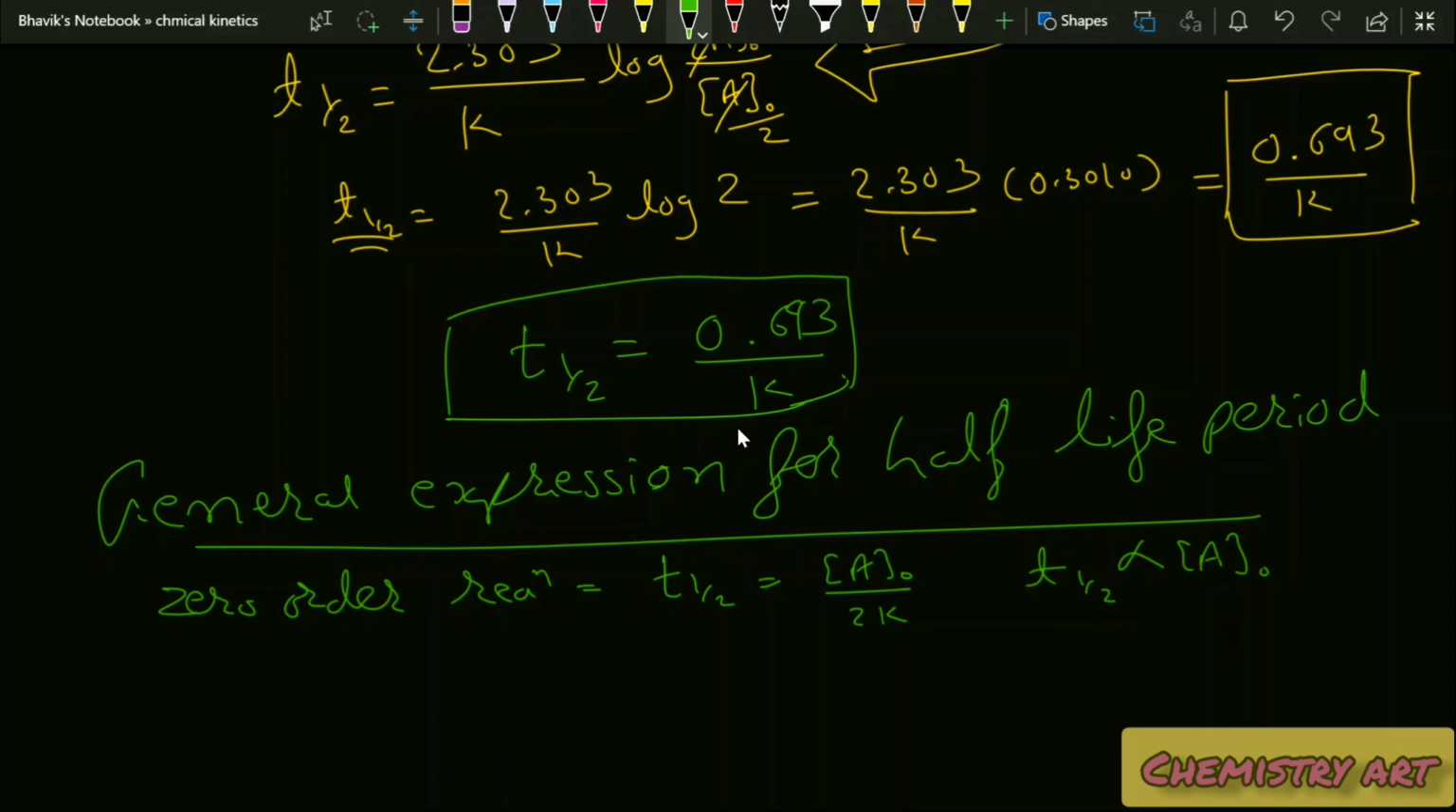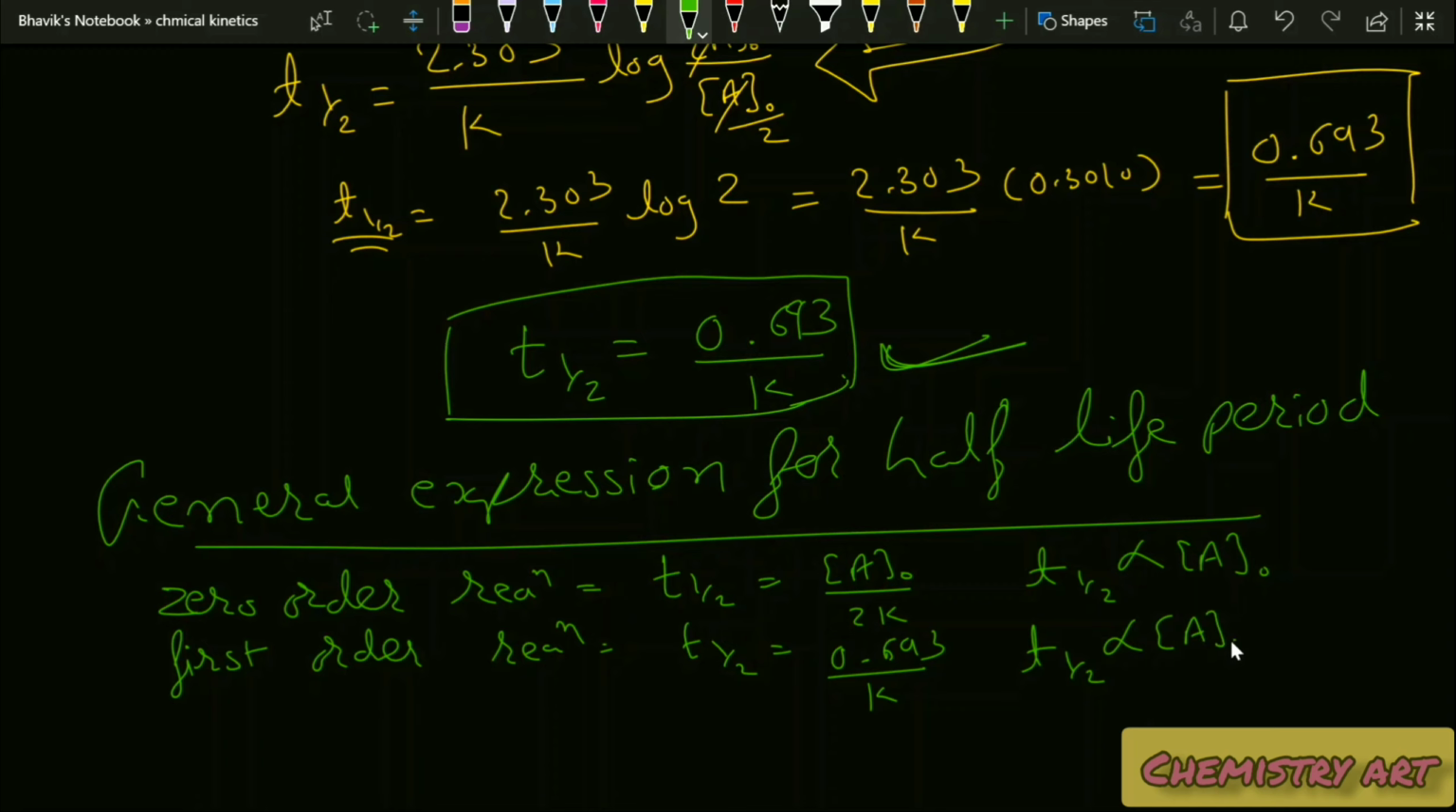Okay, now let's see. We have already discussed this equation for the first order reaction. For the first order reaction T1 half, we have derived this formula: it is 0.693 divided by K. So it means that here T1 half is directly proportional with A naught? No. Here the power will be 0.